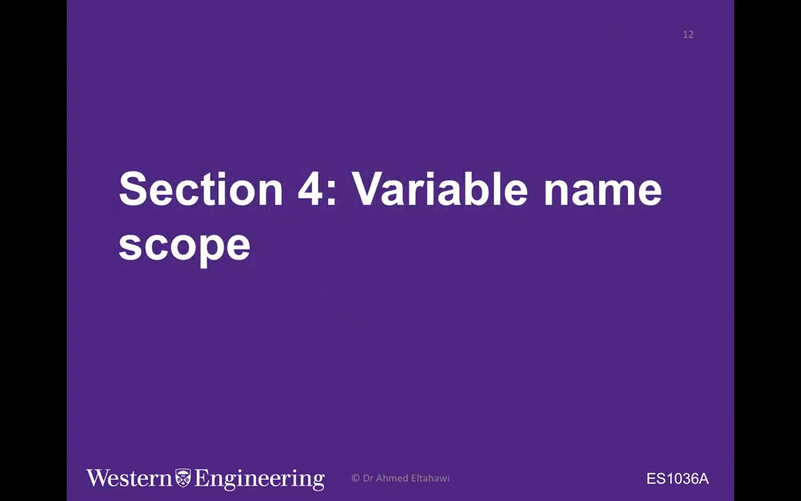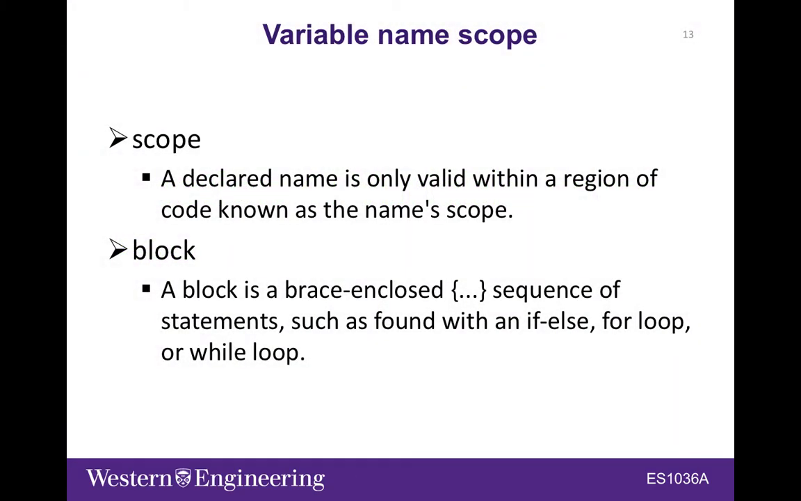Okay, so we start today by talking about the variable name scope. We all know about variables. We are not talking about object-oriented at all now. We're just talking about variables. We forgot to mention what the scope of a variable is. So what is the scope of the variable?